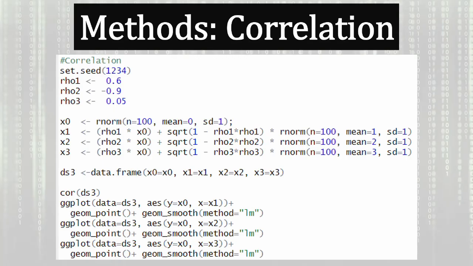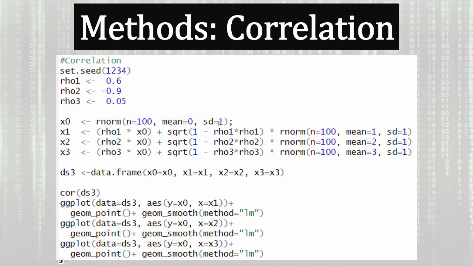But for this, what we're going to do is create variables. We're going to call rho, so that's like the correlation coefficient. We're going to create 3 different ones: 0.6, which is a modest positive correlation, negative 0.9, which is a very strong negative correlation, and then essentially almost 0 correlation, so it should be essentially nothing. And then for our first x variable, we're going to just do an rnorm, 100 entries here with a mean of 0, standard deviation of 1.